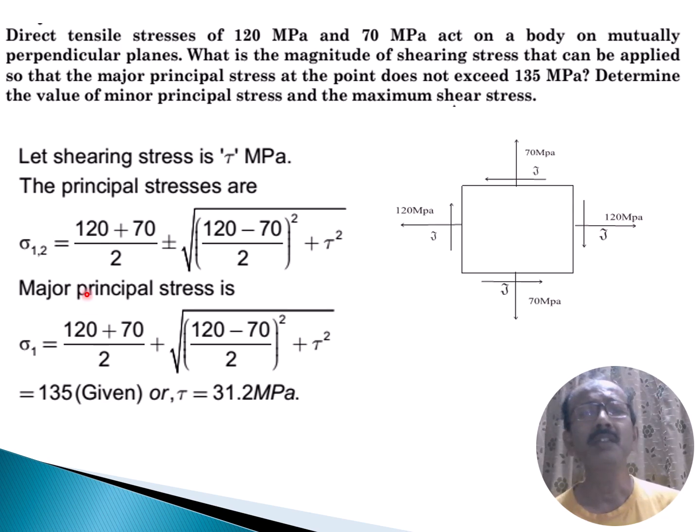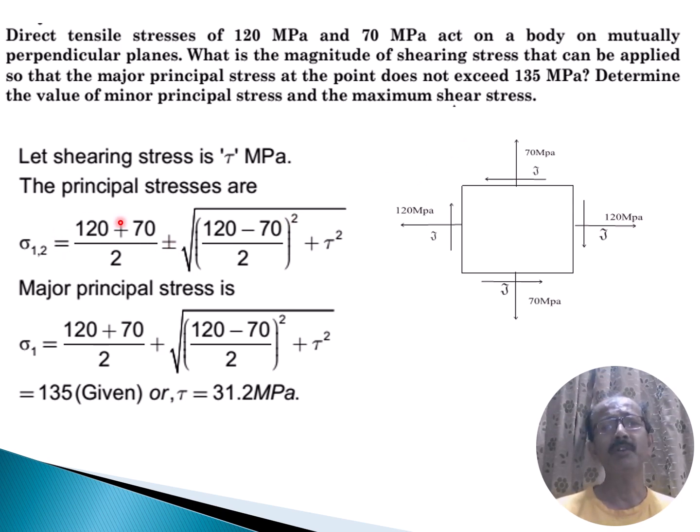Now another one. The direct tensile stresses, 120 MPa and 70 MPa, act on a body on mutually perpendicular planes. So this is the figure. This is the element, 120 and this is the 70. These two are the direct stresses on perpendicular planes. What is the magnitude of shearing stress that can be applied so that the major principal stress at the point does not exceed 130 MPa? Determine also the value of the minor principal stress and the maximum shear stress. That means sigma 1 and sigma 2 you have to calculate.